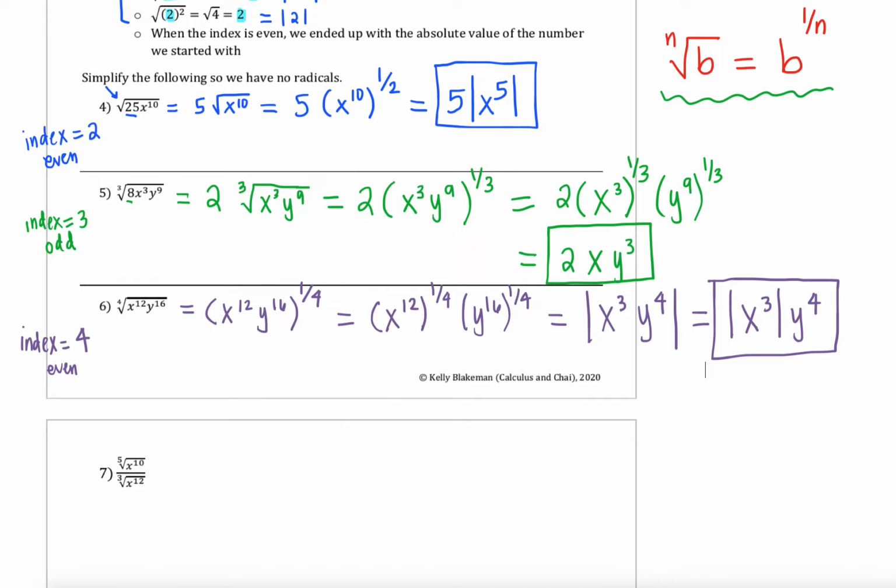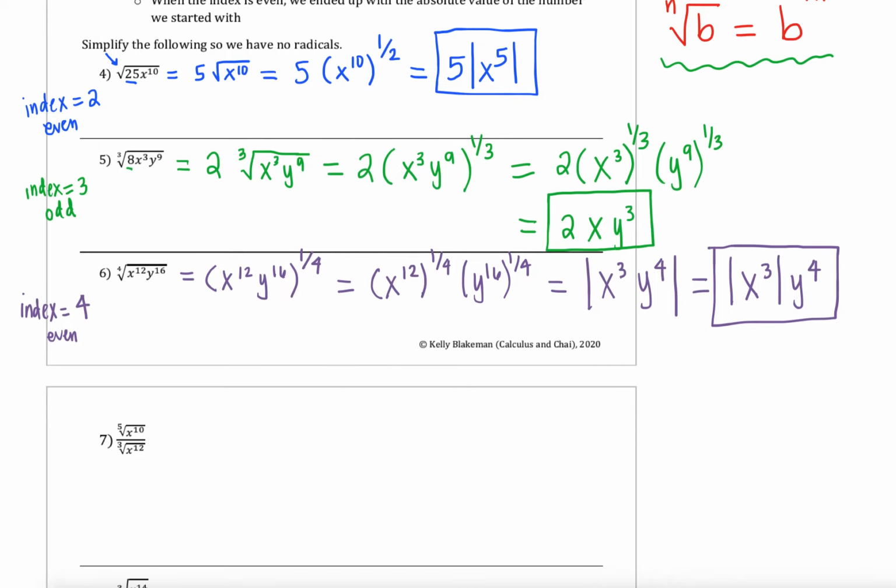Okay, let's look at a couple more examples. So here in example 7, we have the fifth root of x to the 10th over the cubed root of x to the 12th. Well, this is a little bit different than what we saw up above. Here we've got two different indexes. We have an index of 5 for the top, and we have an index of 3 in the denominator. And if I have different indexes, there's nothing I can really do to combine those.